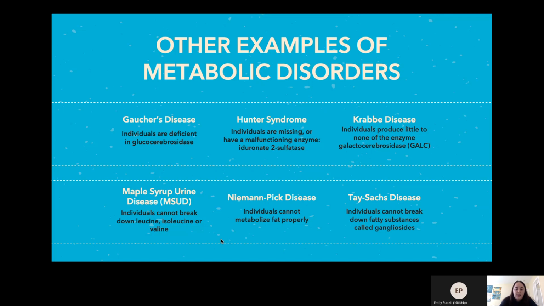The next disorder I'd like to talk about is maple syrup urine disease, or MSUD, which is sort of a funny name, but I'll explain why it's called that in a second. Individuals with this disorder cannot break down amino acids. The amino acids are leucine, isoleucine, or valine. Because individuals cannot break down these amino acids, they build up and become harmful.